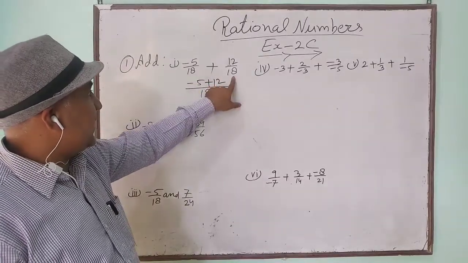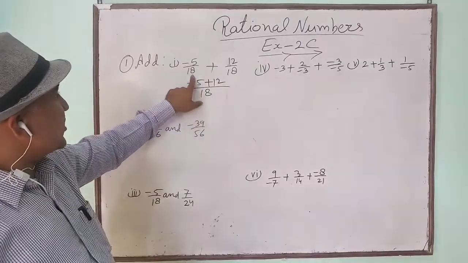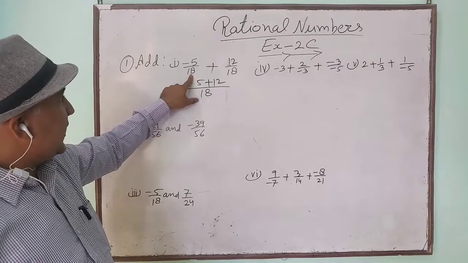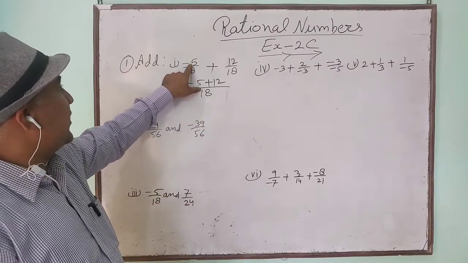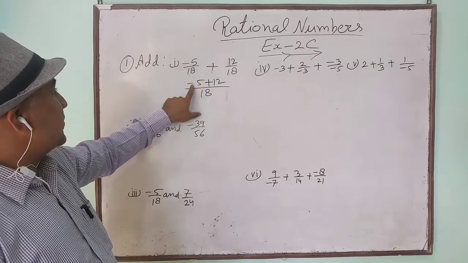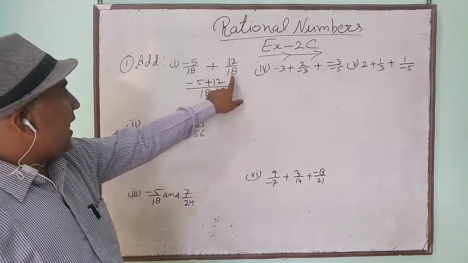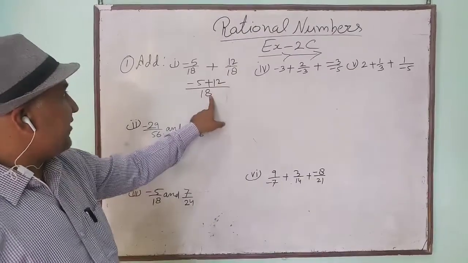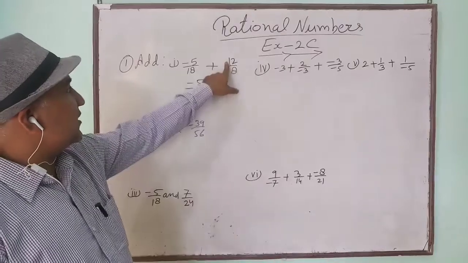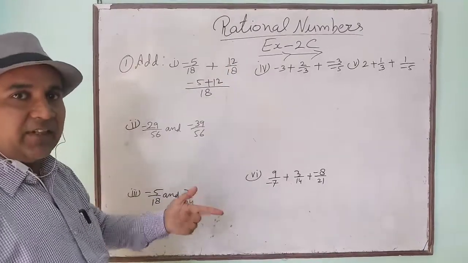LCM of 18 and 18. LCM will be 18. This LCM is divided by the denominator. 18 dividing 18 coming 1. 1 is multiplied with the numerator, means minus 5. Minus 5 into 1 is minus 5. Then this plus sign is written here. Again, denominator divides the LCM. 18 divides 18 coming 1. 1 is multiplied with numerator 12. So 1 into 12 is 12. That is the real method.